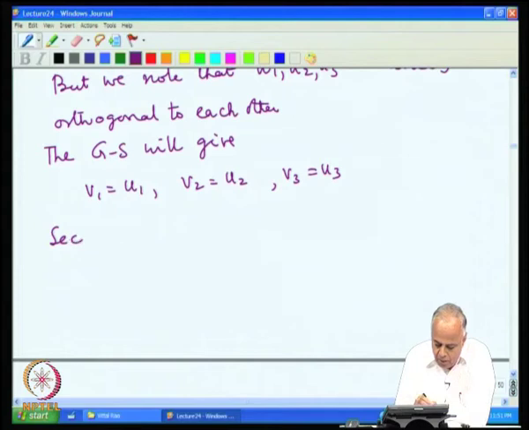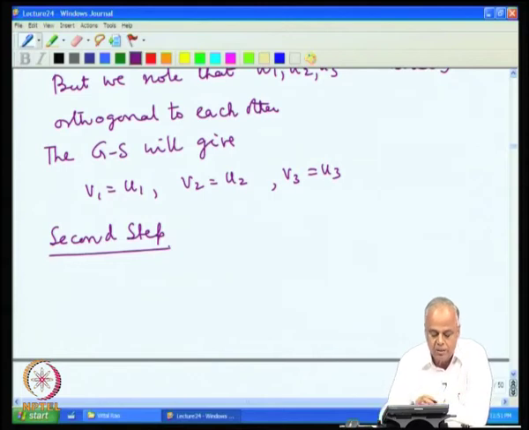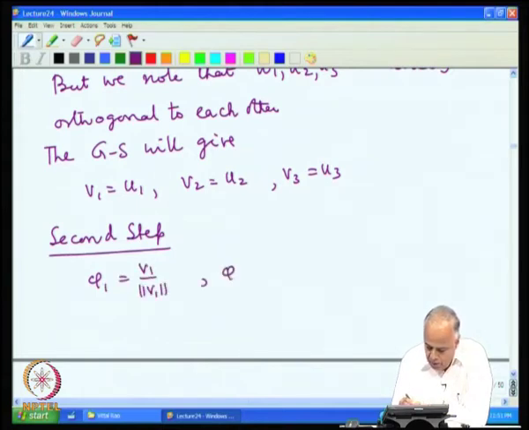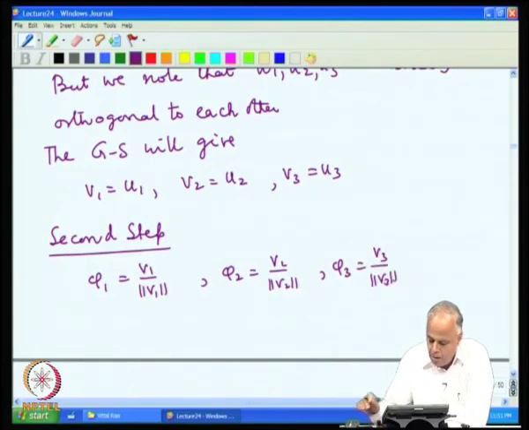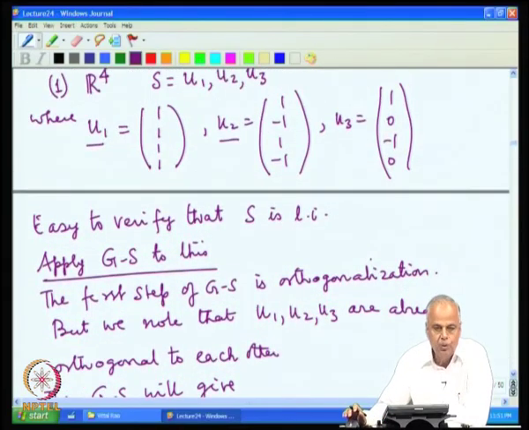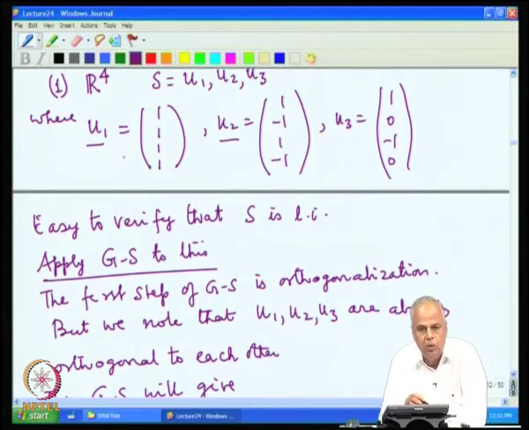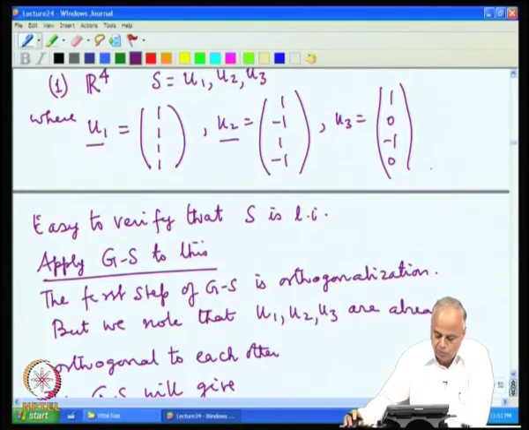So, the second step is the only thing that has to be done in this case, because they are already orthogonal. The second step involves dividing by the length of the vector. So, phi1 is V1 by length of V1, phi2 is V2 by length of V2 and phi3 is V3 by length of V3. Now, the length of V1 squared is 4, so the length of u1 is 2. The length of u2 squared is 4, so the length of u2 is 2. The length of u3 squared is 2, so the length of u3 is root 2.